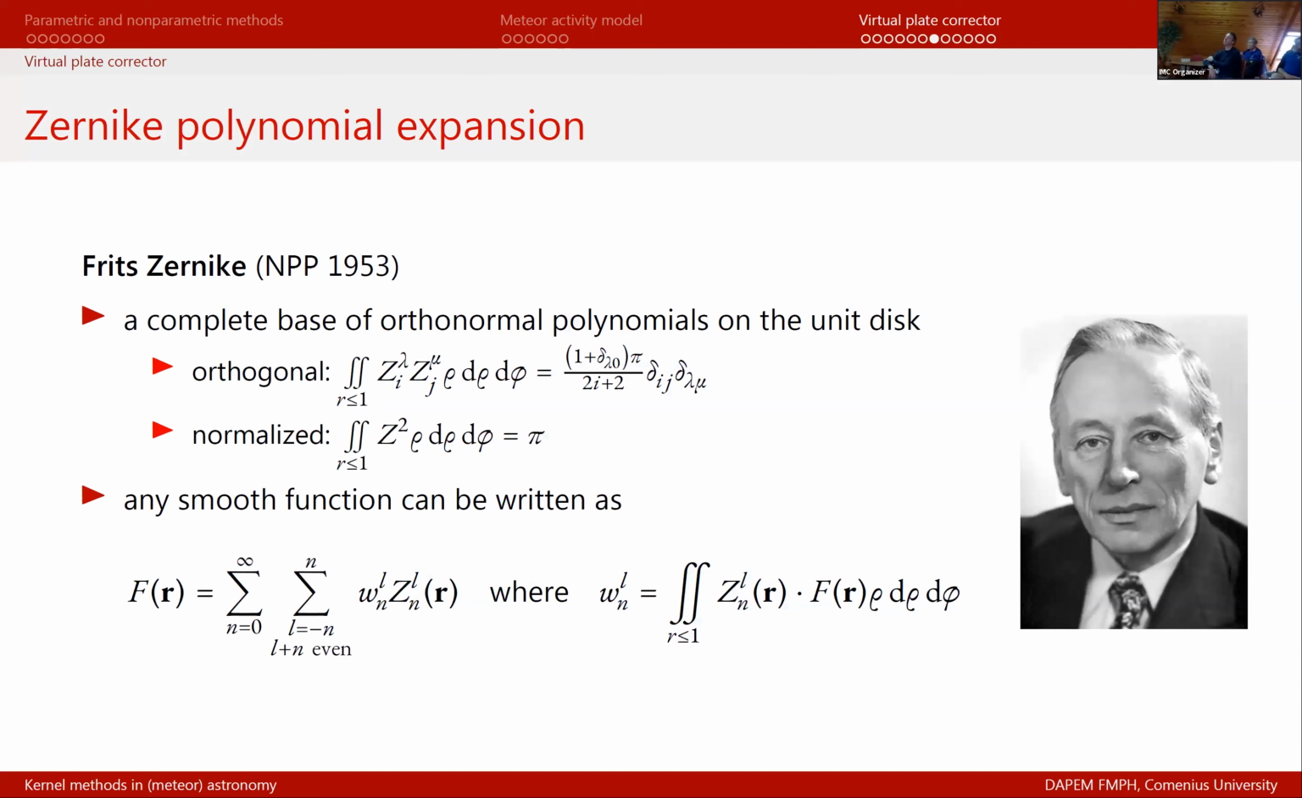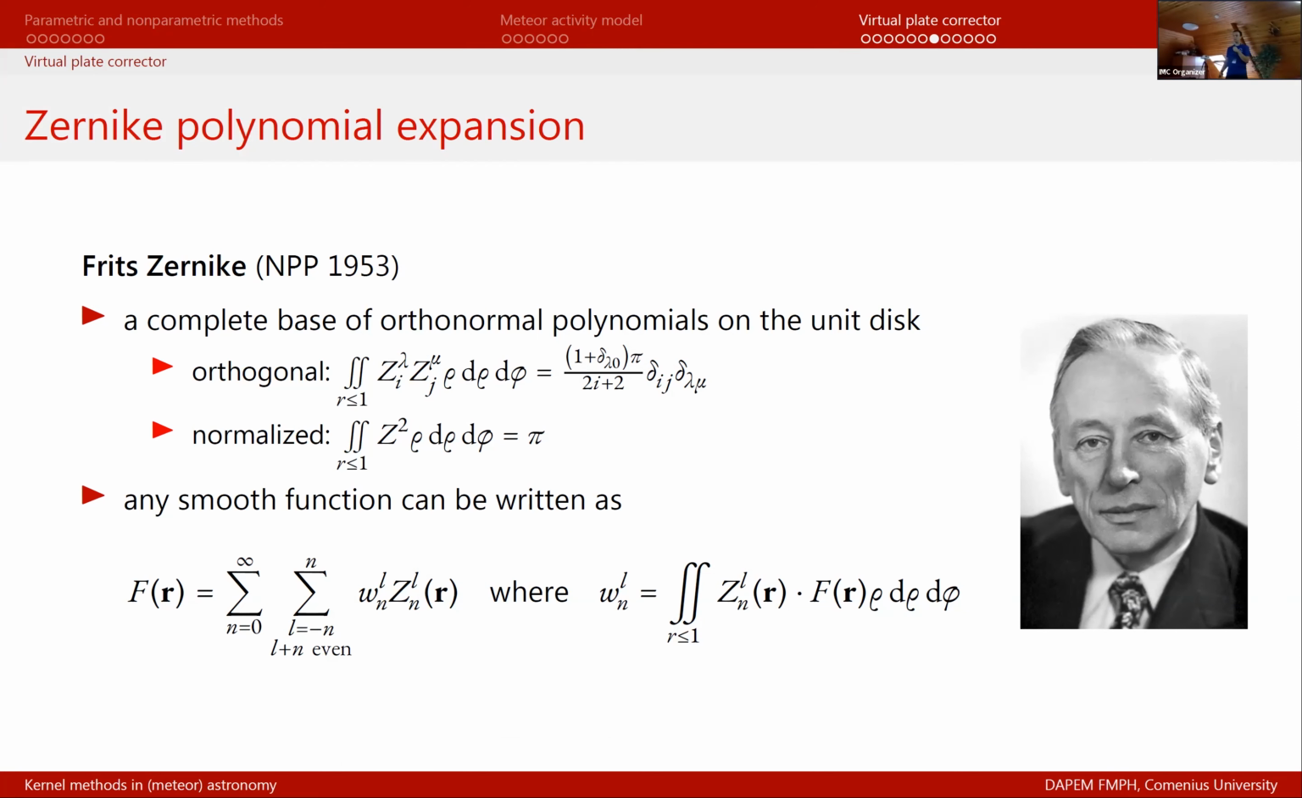What I had in mind then, and what I found extremely interesting for a theoretically based person like me, is the polynomial expansion of Frits Zernike, the winner of the Nobel Prize in physics in 1953 for something completely unrelated to this. He devised a set of polynomials defined over the unit disk.